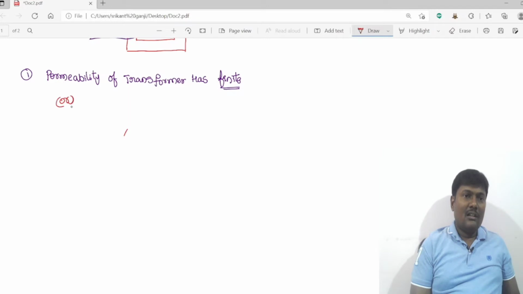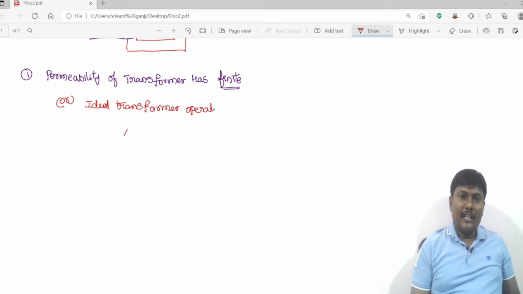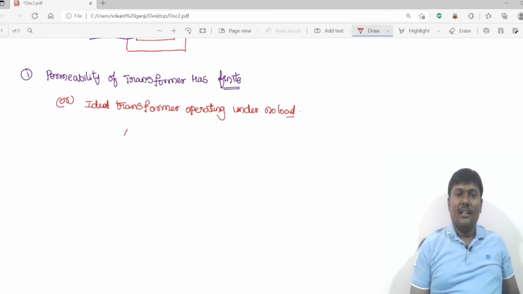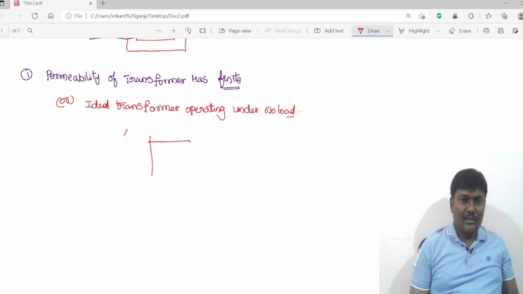Or, ideal transformer operating under no load condition. If an examination asks you to explain the operation of a single phase transformer, that is the ideal transformer operating under no load condition. So that is the question.